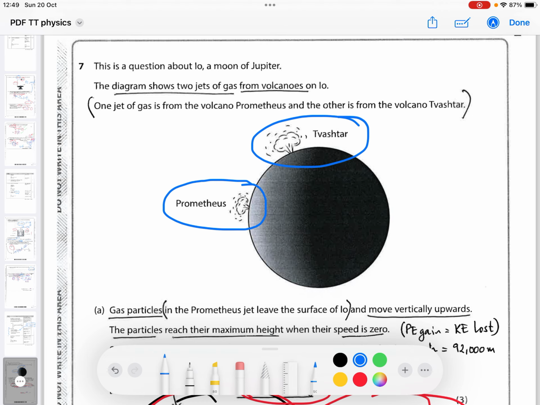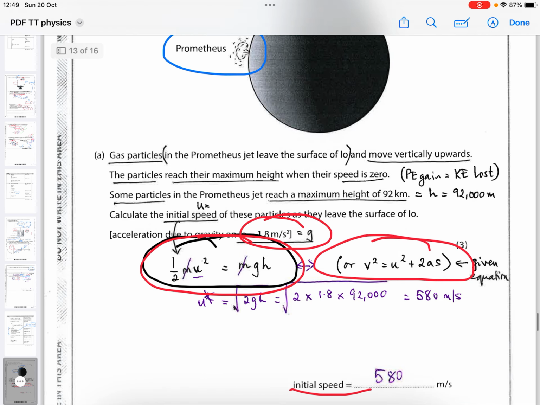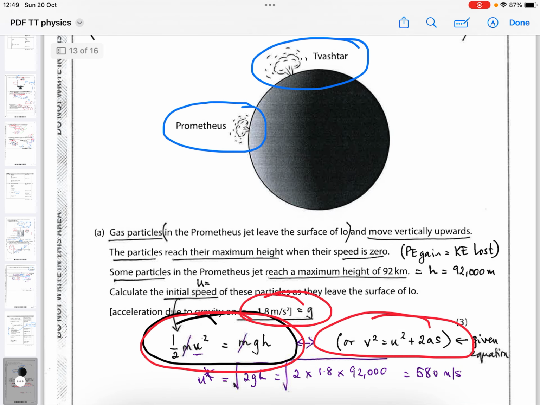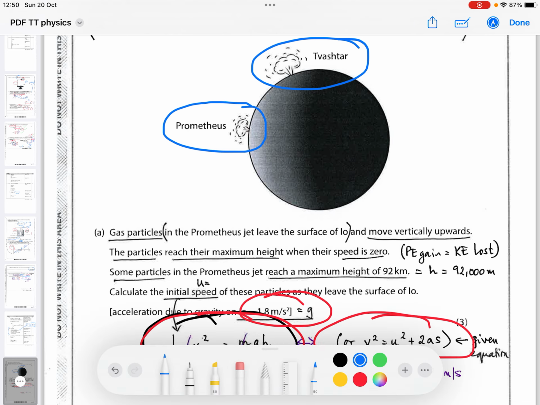Well, it means that it must be a higher pressure and therefore a higher temperature. So this is to do with the kinetic theory of gases. It says the gas particles in Prometheus, which is the smaller volcano, leave the surface of Io and move vertically upwards, and that's because they have kinetic energy. The particles reach their maximum height when their speed reaches 0. So once they lose all their kinetic energy, in other words, their kinetic energy becomes gravitational potential energy. So the height gained is due to the kinetic energy they possess.